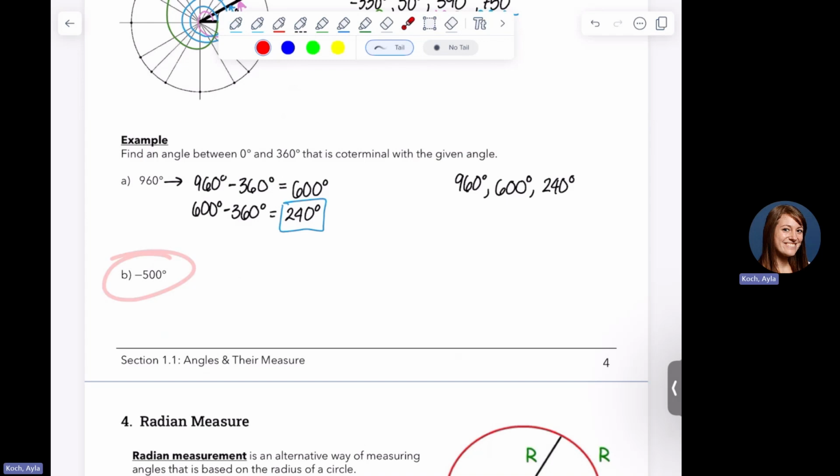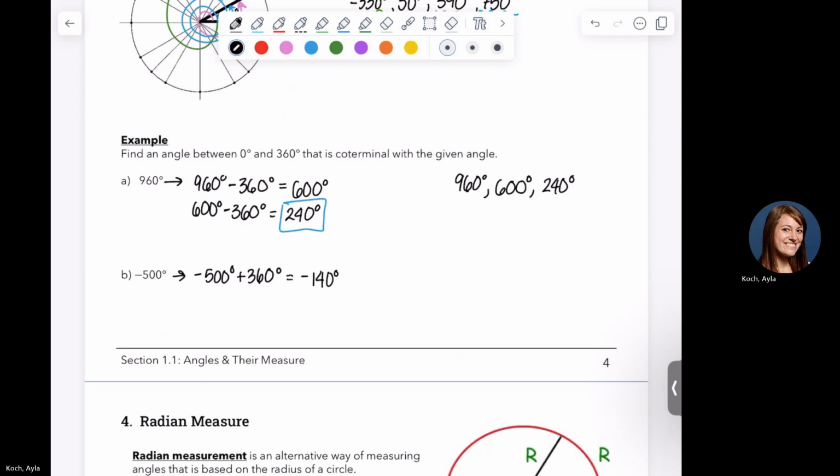On the other hand, if we have a negative angle, like negative 500 degrees, and we want a coterminal angle between 0 and 360, we would start adding 360. So negative 500 degrees plus 360 degrees is equal to negative 140 degrees. Negative 500 degrees and negative 140 degrees are coterminal angles, but that's not what we want because it's not between 0 and 360. So we take the negative 140, add another 360, and we get 220 degrees. And that's finding coterminal angles.